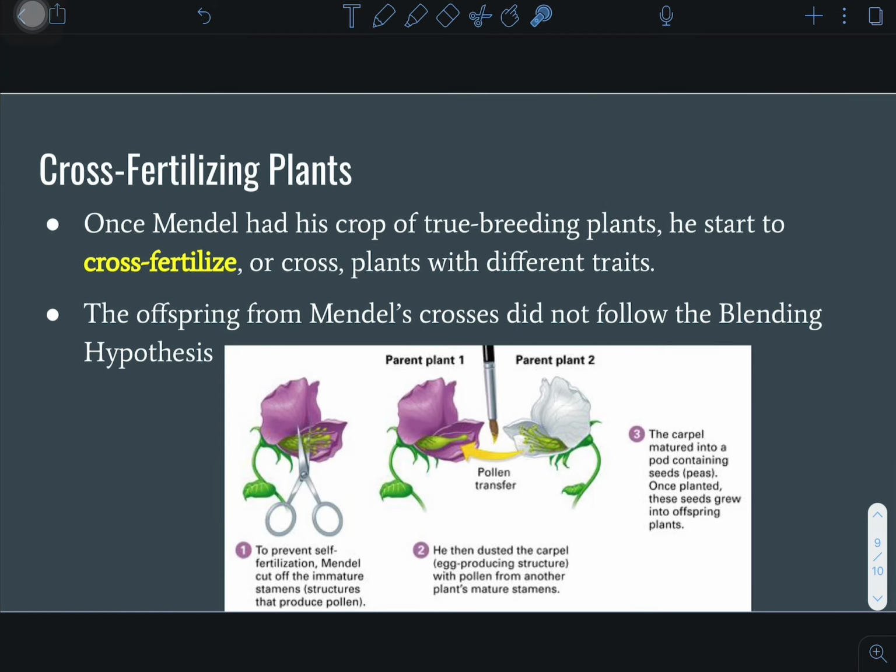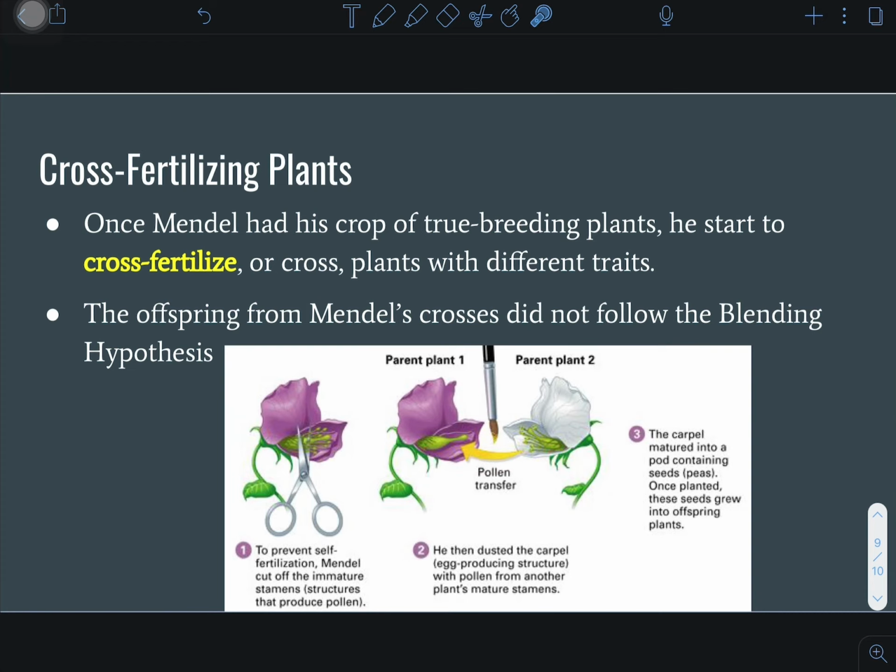Then once he had a crop of these true breeding plants, he started to cross-fertilize or cross plants with different traits. So he would go through and he'd take, say, this white flower and this purple flower, and he would cross them. But to prevent this, again, he went to measures and he cut off all the parts that would produce the pollen. So therefore, there was no way that purple flower could self-pollinate. Okay, there was no way that could self-pollinate. So then he would manually take the pollen from the white and fertilize the purple.